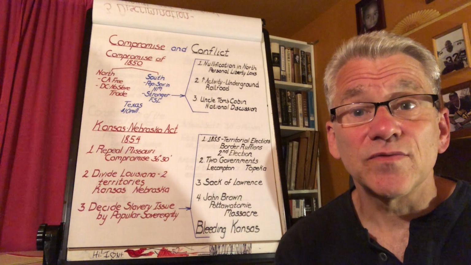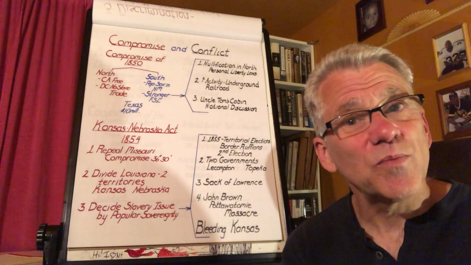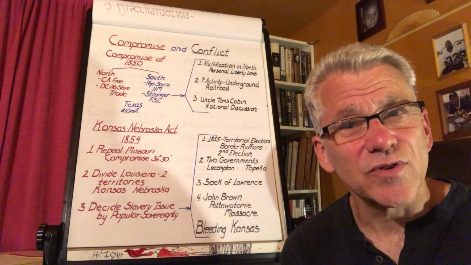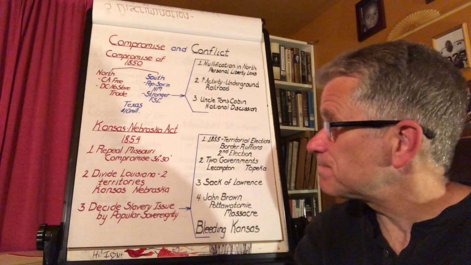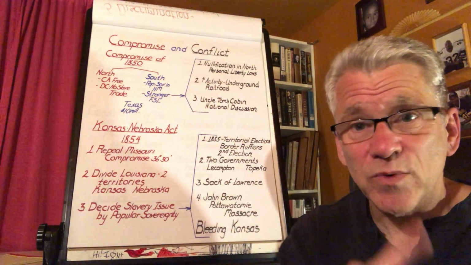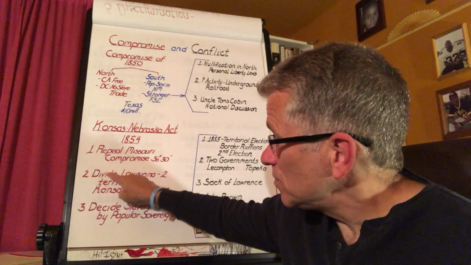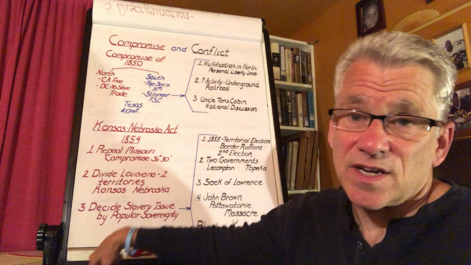So to get Southern votes, he thought, I'm going to have to open it up a little bit, potentially, to slavery. So here's what he did. Kansas-Nebraska Act. This, by the way, is very easy to remember. It's repeal, divide, decide. Repeal, divide, decide.